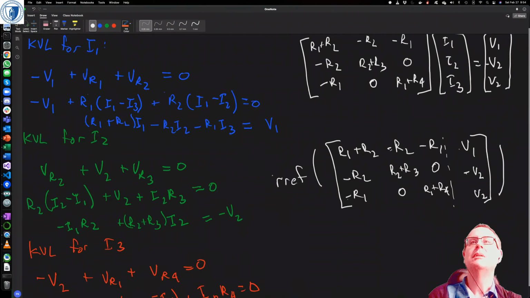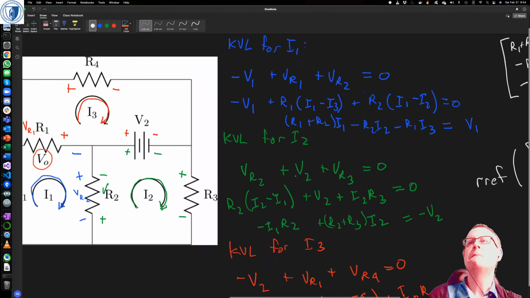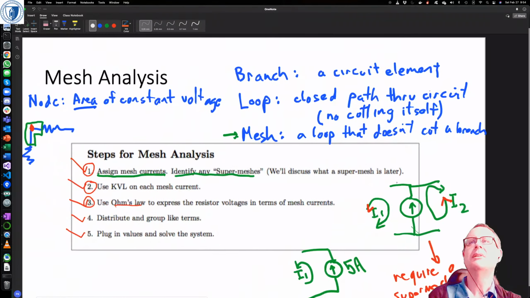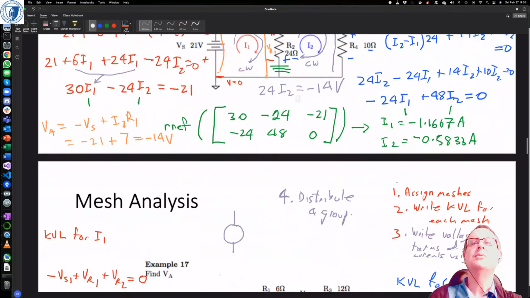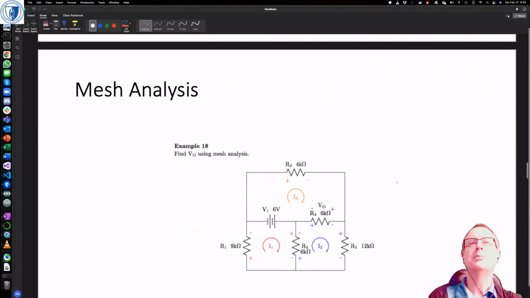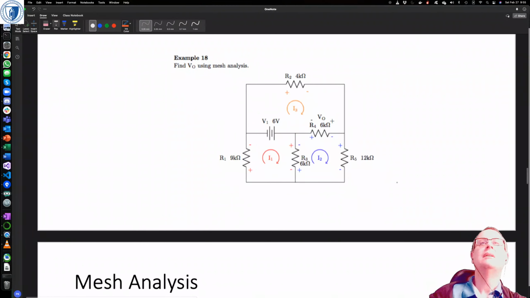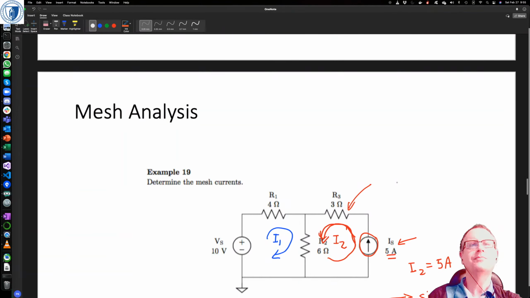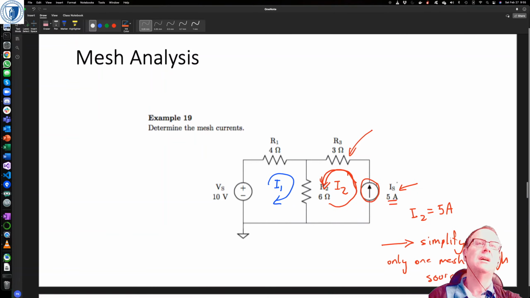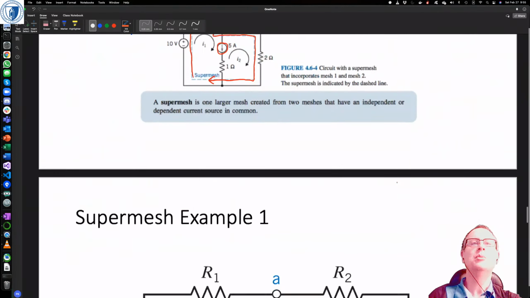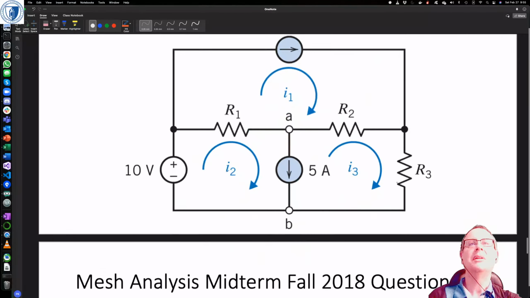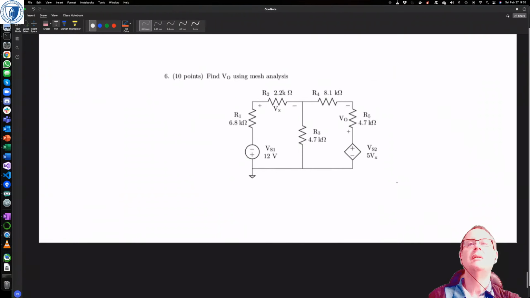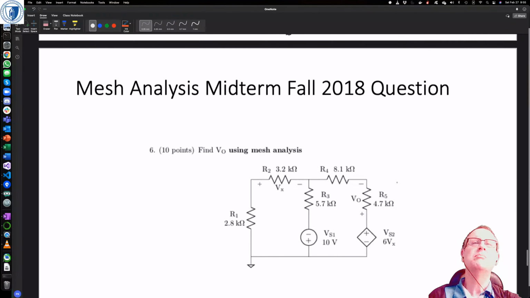Where are we? What is that one? That's my review of mesh analysis. Let's just quickly go through the slides. That's from last week. And there's a more complicated one, and that's the super mesh stuff. And then there's some other super mesh examples that we should maybe go through.